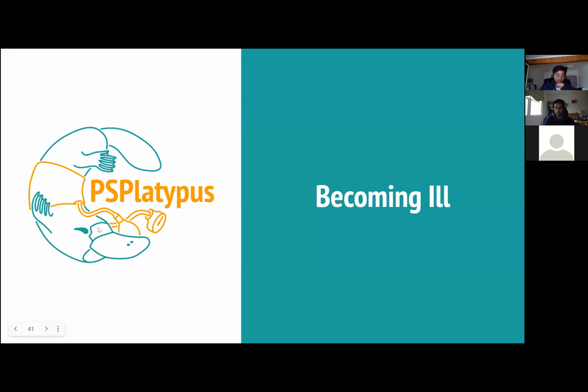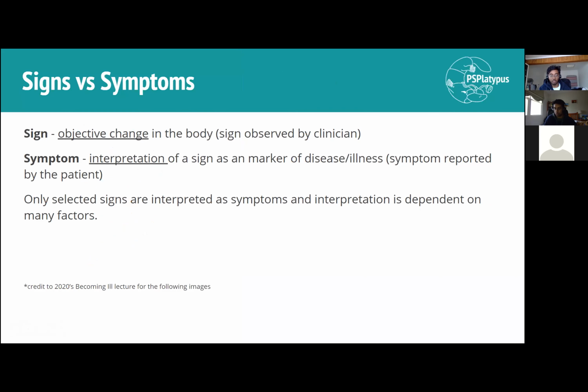All right, so more stuff on medicine of the mind. We're going to talk about illness, becoming ill, and being ill, and how that makes sense to the body. All right, so becoming ill. When a person feels like there's something wrong with their body, they understand it in a certain way and they come to the GP with a presenting complaint about it.